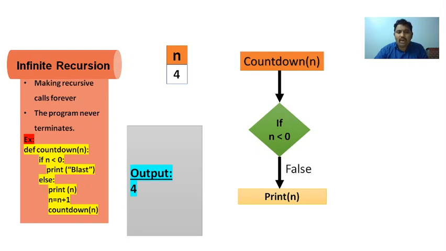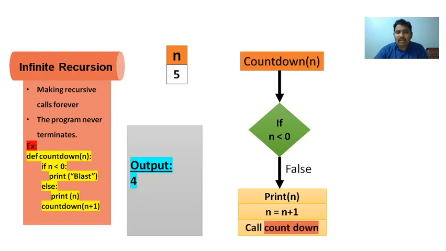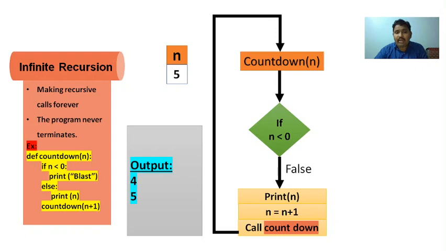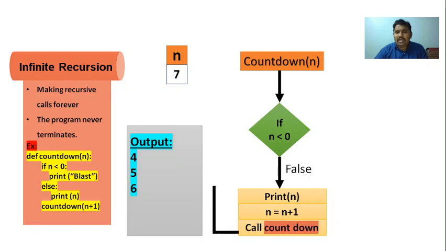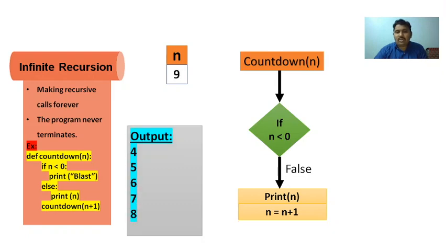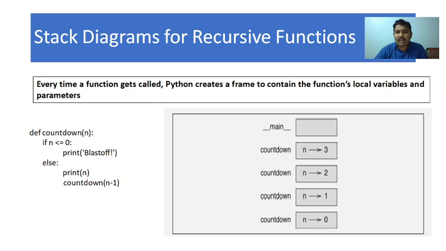So initially it is called with 4. Now what happens? n is equal to n plus 1. Now the n value will become 5, and the countdown function is called with respect to 5. And again it prints 5. Like this it continues, and the program will never stop. So this is called infinite recursion.